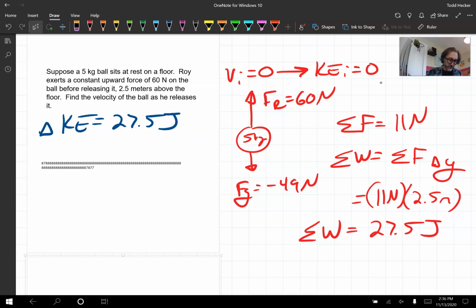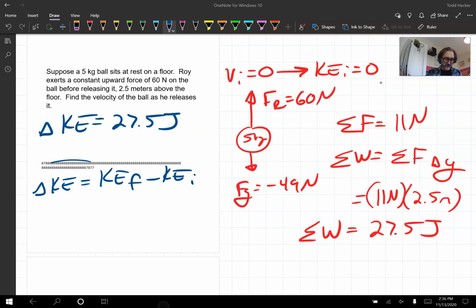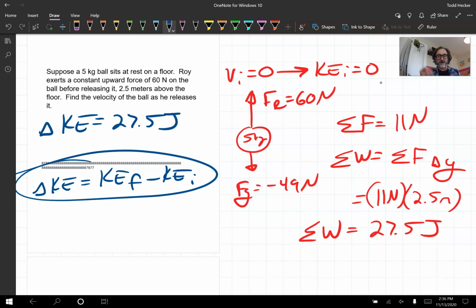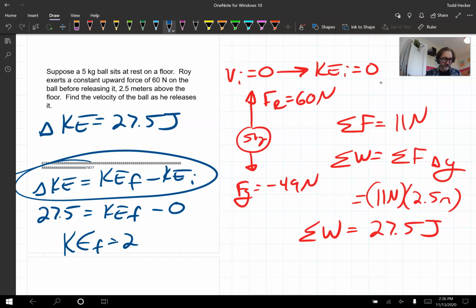And remember, change in kinetic energy is final minus initial. All right? Please don't forget that definition of change, that it is final minus initial. So for us, our change is 27.5. We don't know our final kinetic energy. Our initial is 0. Aha! Our final kinetic energy must be 27.5 joules.